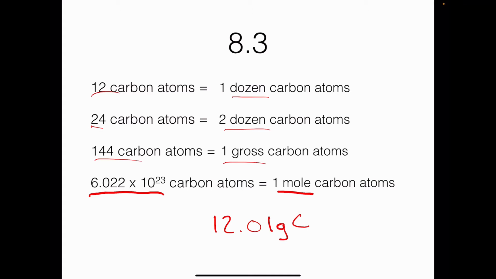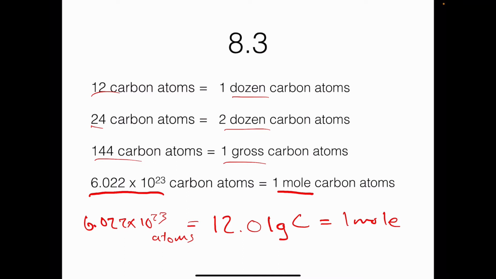So I can just make this a string of conversion factors. 12.01 grams of carbon equals 1 mole, and this equals 6.022 times 10 to the 23rd atoms. And now I could string these together in any way that I wanted to. I can convert grams to moles. I can convert grams to atoms if I wanted to.